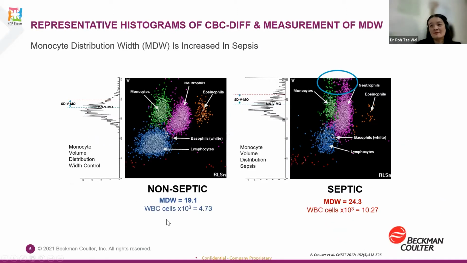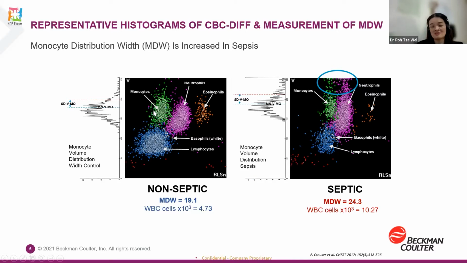So just to share with you some data, this is a representative histogram. Let me see if I can move this a little bit so that it doesn't lock. Yeah, so this is a representative histogram of a complete blood count differentiation and measurement of monocyte distribution width. You can see that this is a non-septic patient. And in this patient, these are all the different white blood cells. And you can see that the monocytes are here, neutrophils, eosinophils, lymphocytes. So the monocytes are the green population here.